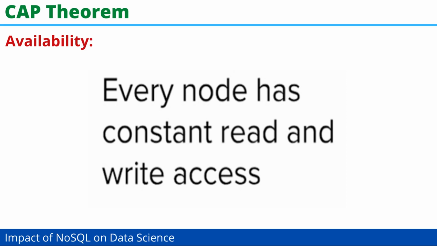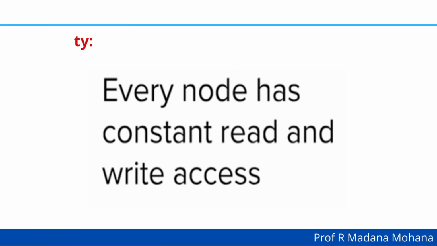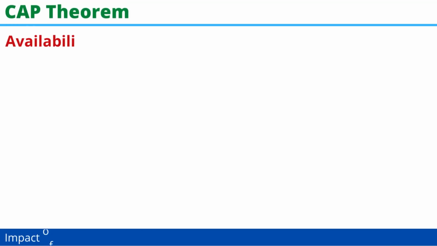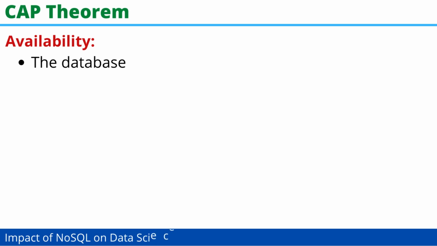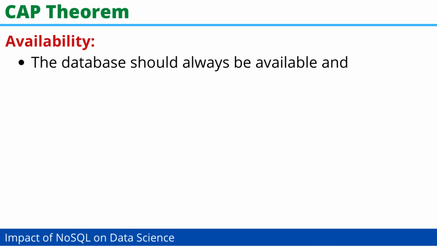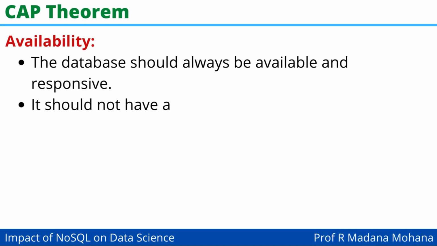Coming to availability, every node has constant read and write access. This is availability. In availability, the database should always be available and responsive. It should not have any downtime. This is availability.